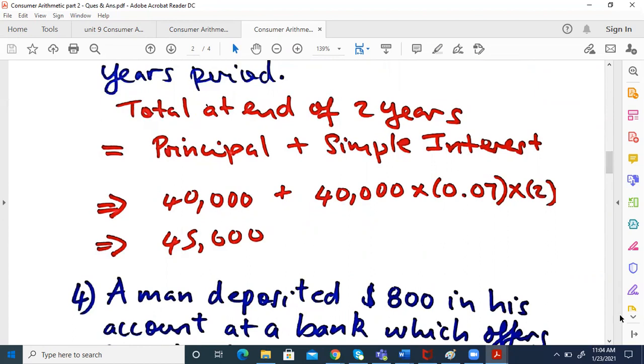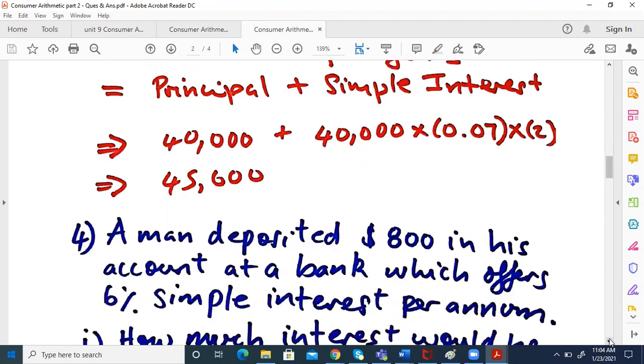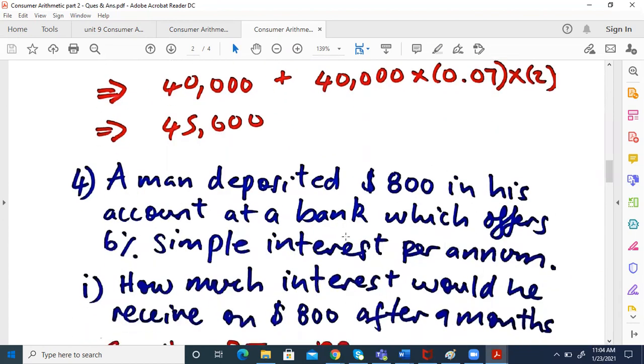Okay. So let me have you do this one, right? A man deposited 800 in his account at a bank, which offers 6% simple interest per annum. How much interest would he receive on $800 after 9 months? So that's your question. So remember, for every year, when you talk about years, if it's 1 year, you put 1, 2 years, you put 2, but they're asking for 9 months. So I want you to figure out how you would deal with that.